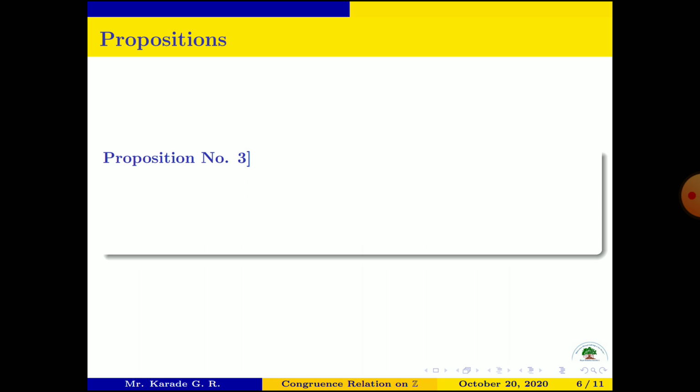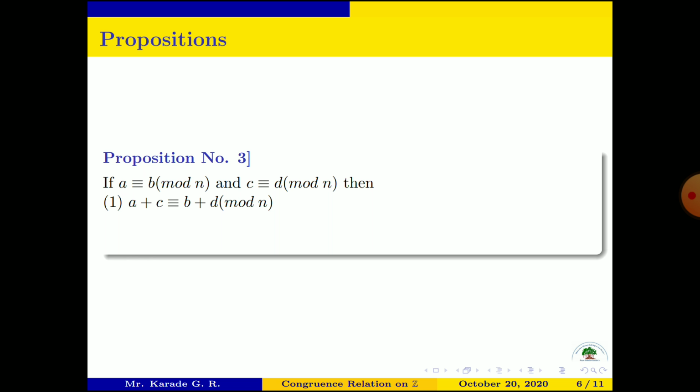Now let us see the proposition number 3. Proposition number 3 says that if a is congruent to b mod n and c is congruent to d mod n, then we have the following. First thing says that a plus c is congruent to b plus d mod n. So first statement says that we can add the two congruence relations. We can make the addition of these two congruence relations.